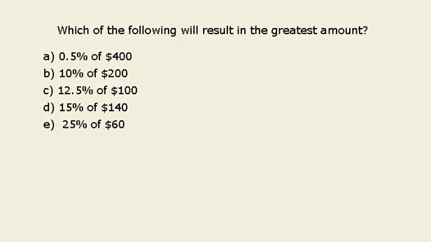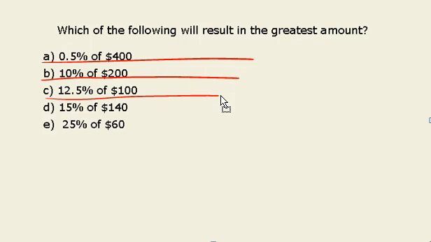In this problem, we are asked to figure out what the greatest amount is. We will use some mental math in order for us to determine which one is the greatest. We will look at each one separately. I want to know what 0.5% of 400 is.